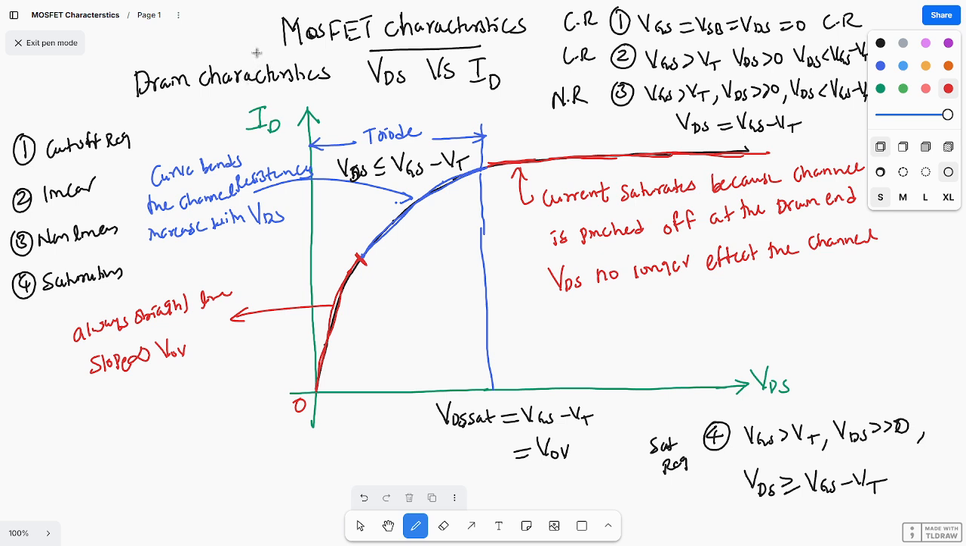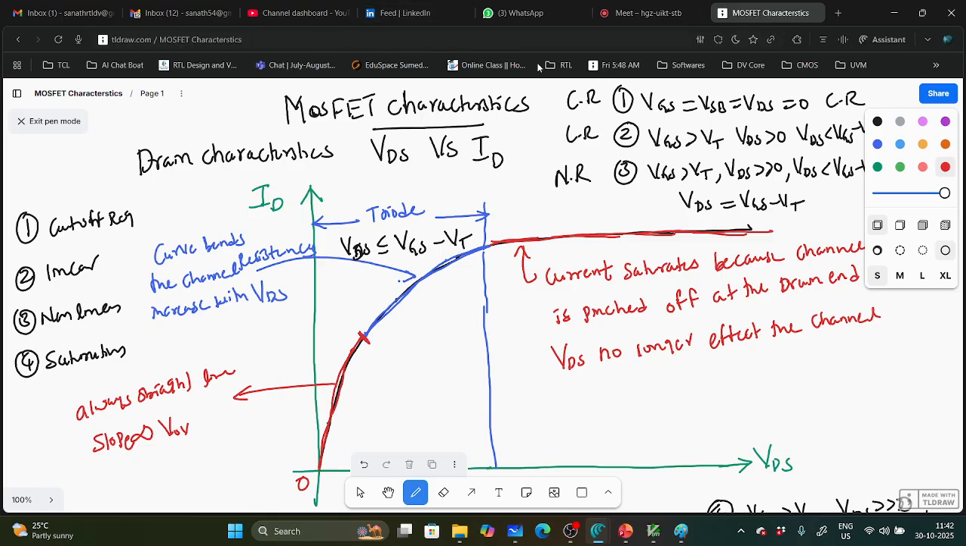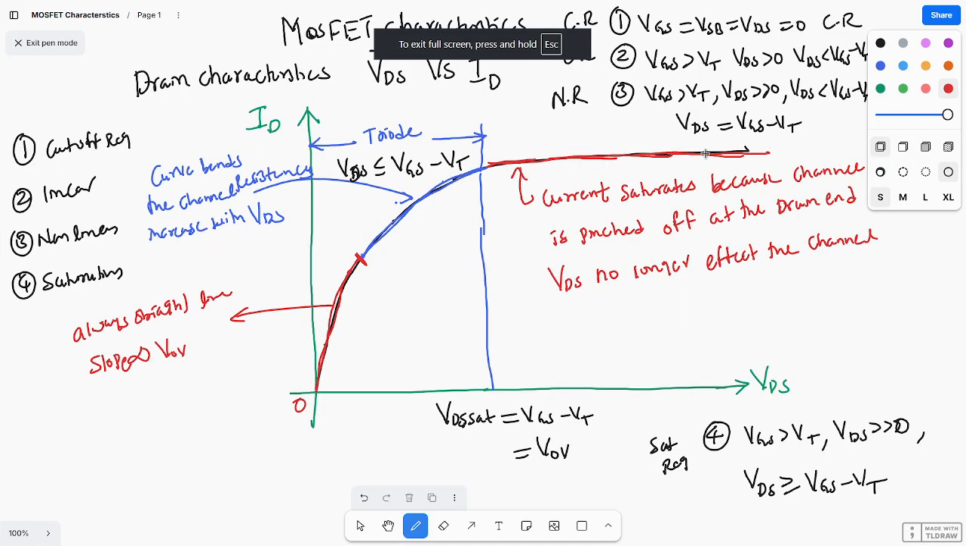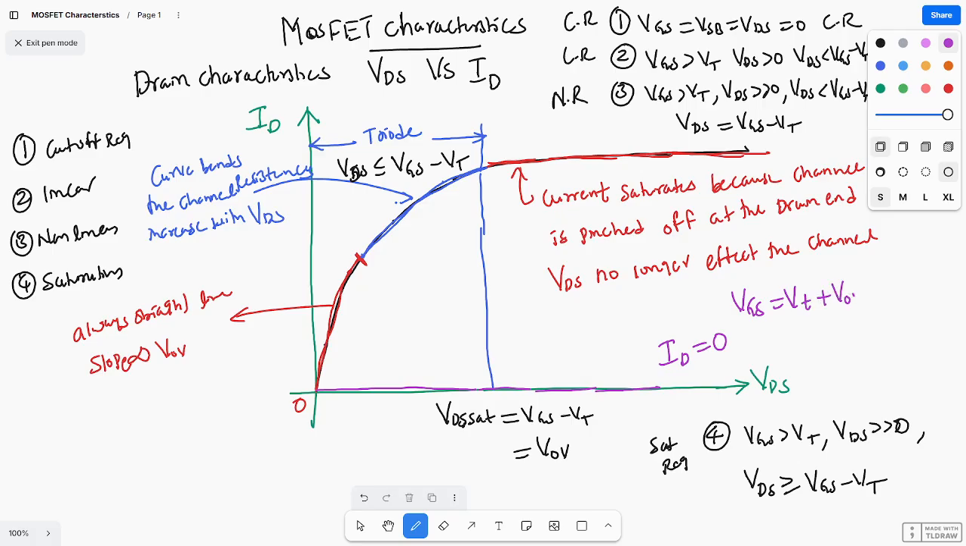Okay, so these are the characteristics of MOSFET. First, the cutoff region. Cutoff region means the ID current is equal to 0. The channel is not forming, so ID current equals 0. From here you can say that VGS equals VT plus VOV, threshold voltage plus overdrive voltage.